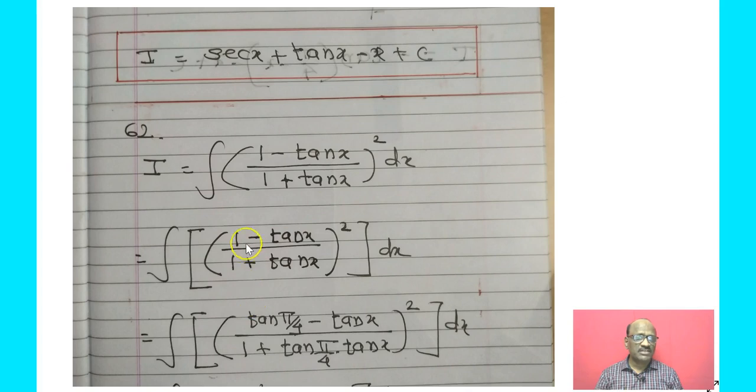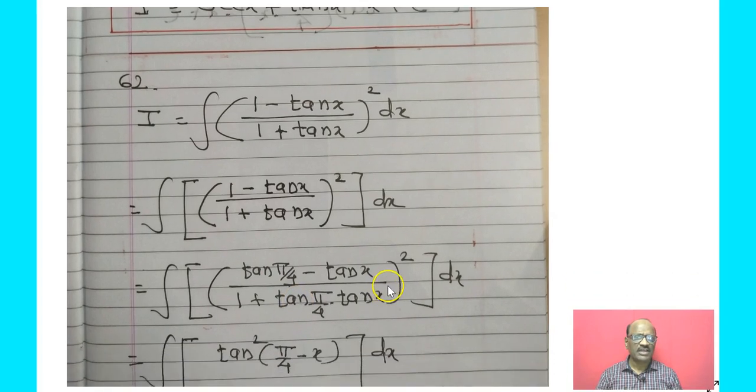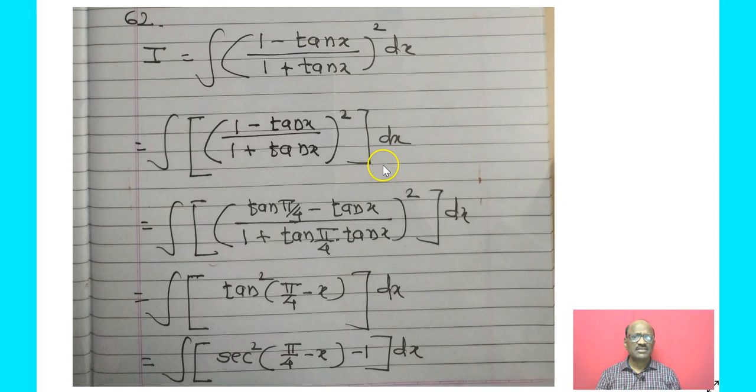Now again, what is meant by this? This 1 means tan of pi by 4, so we have tan of pi by 4 minus tan x upon 1 plus tan x into 1 here. But what is this 1 here? Again, the tan of pi by 4. Now this is the result for tan of a minus b. That is, tan square of pi by 4 minus x. This is the result for tan of a minus b, which means tan of pi by 4 minus x. But it's in a bracket square, so it becomes tan square of pi by 4 minus x.